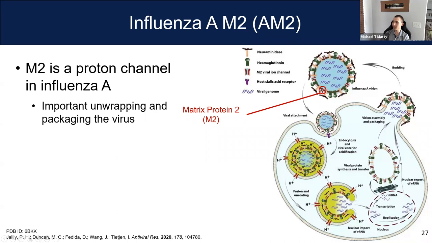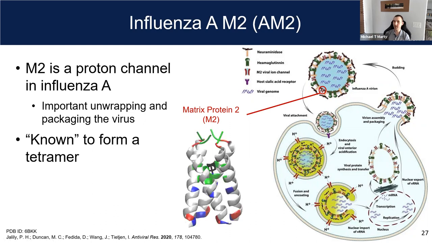It's also thought that M2 plays a role in altering ion gradients and helping to build the virus assembly itself. It plays a lot of different important roles. It's been studied for a long time, and there's data back to the 80s showing that it's supposed to form a tetramer.